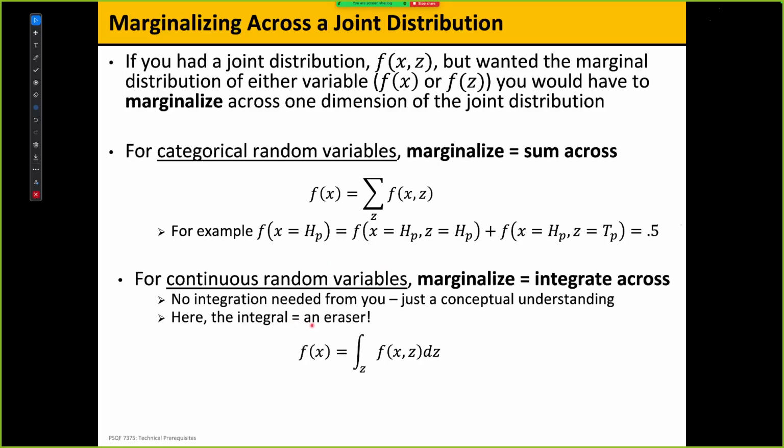Yes, the integral being the eraser. Think of it this way: if I have this distribution that's both x and z, but all I really care about is what x is doing by itself, I need to remove z from that equation. So what I end up doing is taking the integral of the equation with respect to z. And what that does is remove z from the equation altogether. It expresses x only as a function of x by itself, and the influence of z is no longer there.